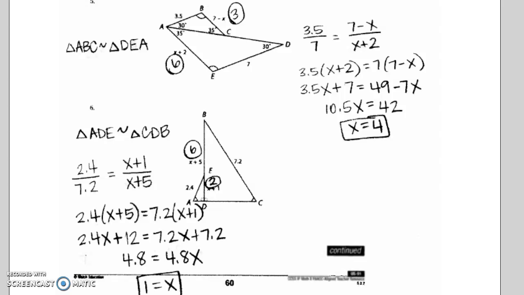Real quickly, if you take a look at example 5, here's my proportion, here's my setup. I'm putting parentheses around the x plus 2 and 7 minus x, just to remind you guys, distribute that 3.5, distribute that 7, and then hopefully you got x to be 4.